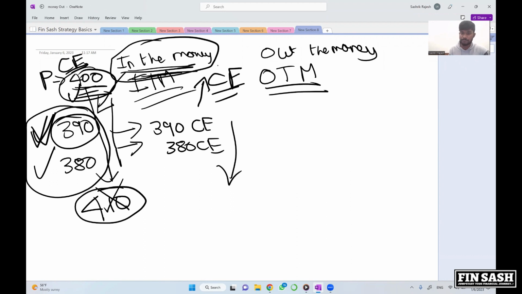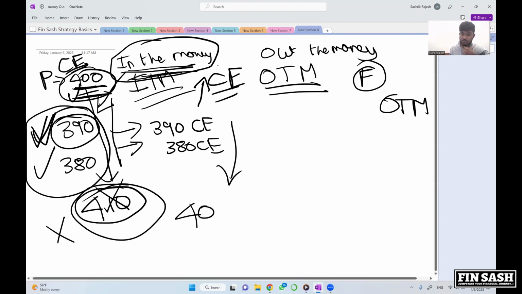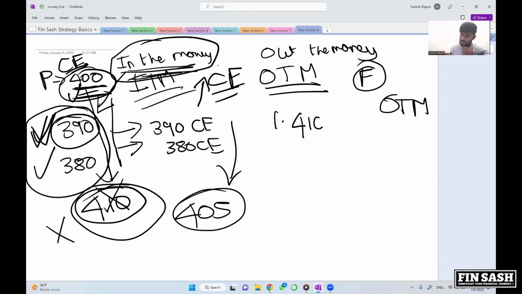What's out of the money? If the condition is false, that means it's out of the money. So in this case, 410. Is Tata Motors above 410? No. So this becomes out of the money. Is Tata Motors above 405? No. So 410 is an OTM option, and 405 is an OTM option.